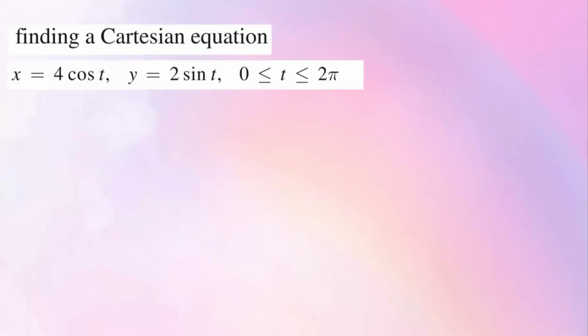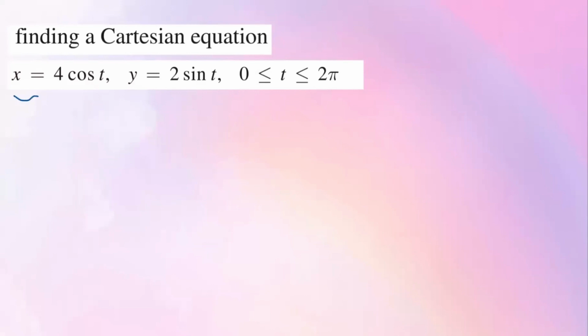For this problem, we're going to do something slightly different. We're given the parametric equations, and we are going to find the Cartesian equation for this parametric equation. So let's see how we're going to do that.